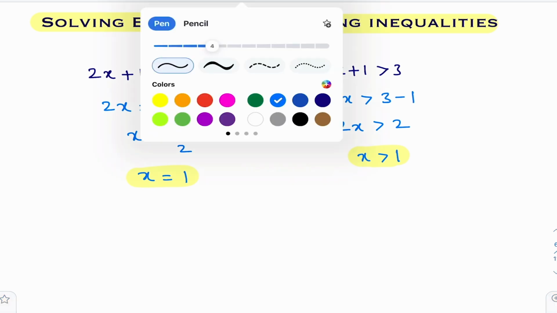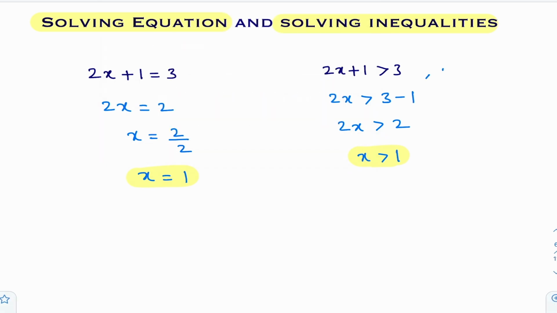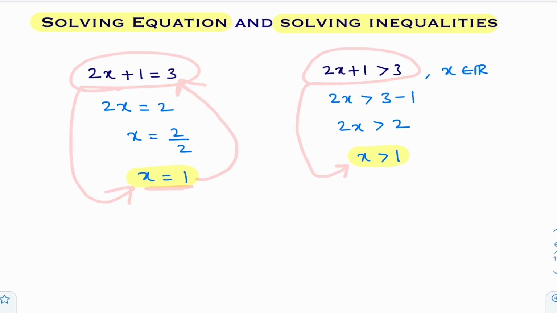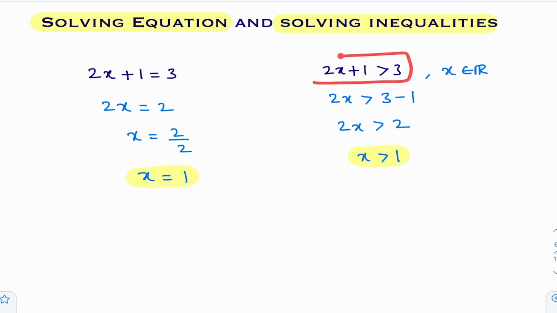Here we suppose that x is a real number. 2x plus 1 is greater than 3 and x is a real number. So when I solve this inequality, I got it like this. If I solve an equation, I get only one solution. x equal to 1 is the solution of this equation. But here, for this inequality, how many solutions are there? You can see infinitely many solutions are there.